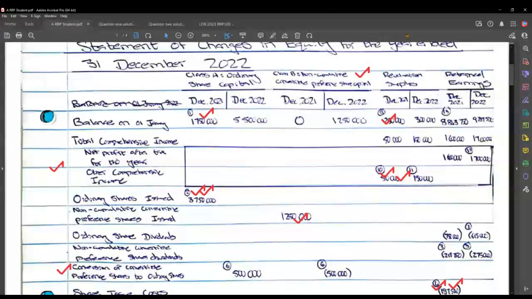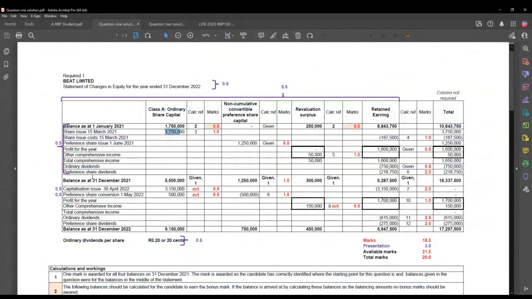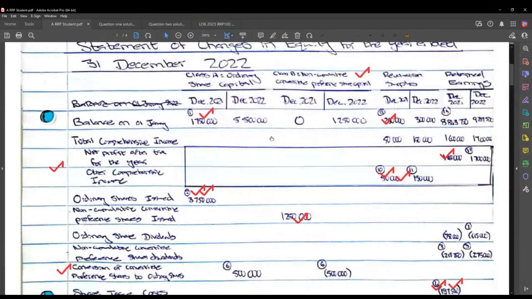Net profit or profit for the year, right? So I would have said profit for the year. The student here said net profit after tax for the year. It's acceptable. And we can give them half a mark there for saying 1,6, right? And that brings us then to these balances in the center. Now, for all of these balances, 1 mark is awarded, right?